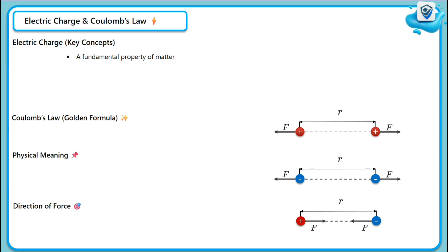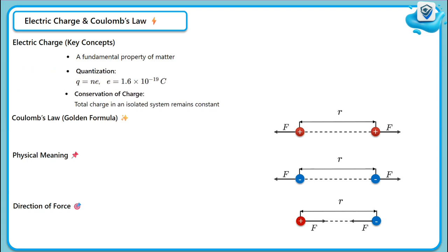Electric charge is a fundamental property of matter. One key idea is quantization. Charge exists in discrete amounts, given by Q equals N E. Another important principle is conservation of charge. The total charge in an isolated system remains constant.